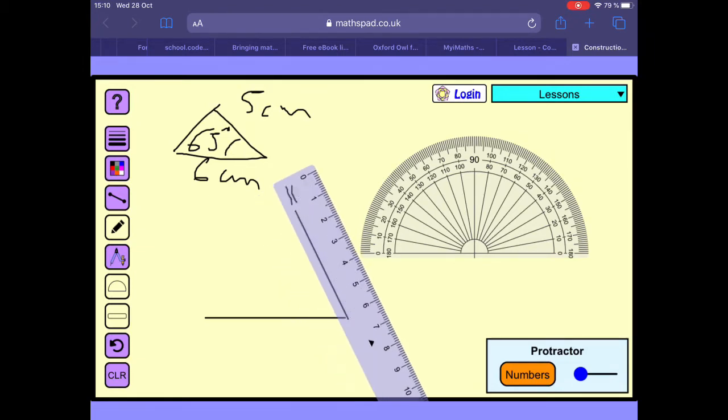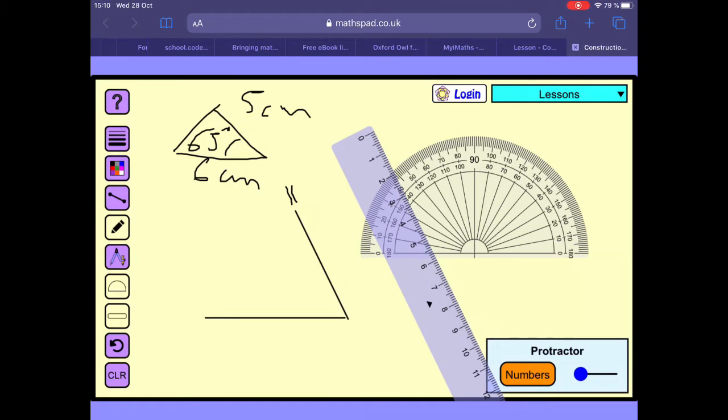Okay, and then finally I've got my baseline, I've got the angle of 65 degrees, I've got the 5 centimeter line on the side, so all I have to do is get my ruler and just join the two ends, and that's my triangle perfectly constructed from my sketch. That's the finished product. Okay, right, let's go for triangle number 2.